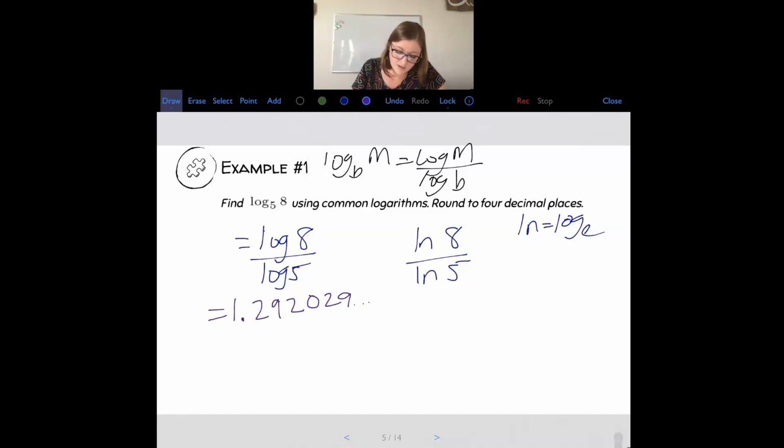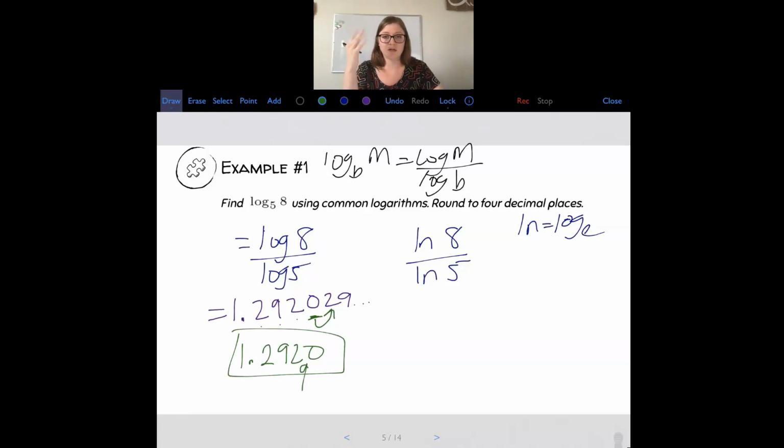Okay, so now we're asked to round to 4 decimal places. So we go 1, 2, 3, 4. So we're rounding the 0. We look next to it. The number next to it is less than 5, so we keep it the same. So the final answer is 1.2920. Okay, with 4 decimal places, you do have to put the 0 there because there needs to be 4 places after the decimal.